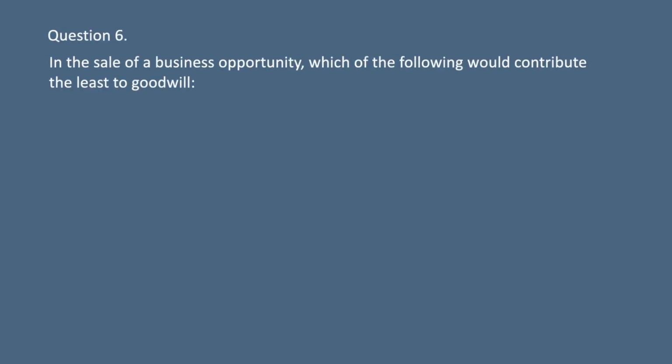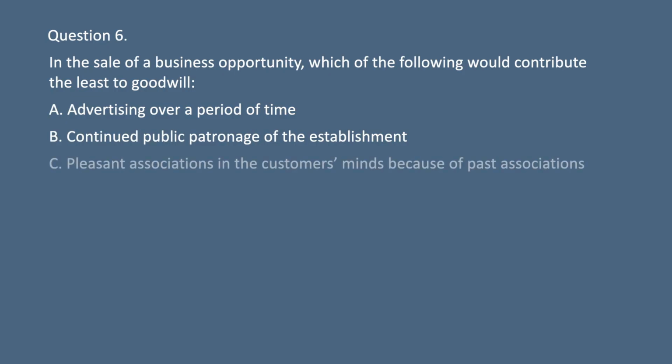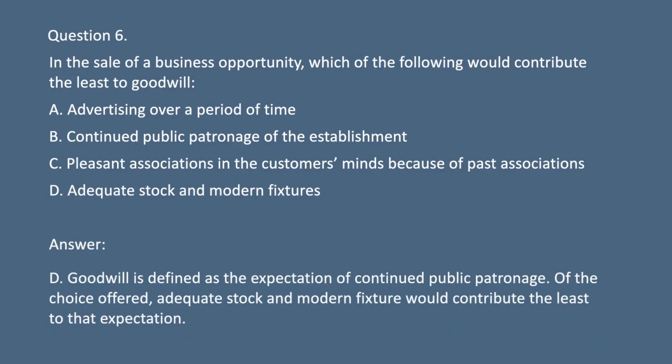Question 6. In the sale of a business opportunity, which of the following would contribute the least to goodwill? A. Advertising over a period of time. B. Continued public patronage of the establishment. C. Pleasant associations in the customers' minds because of past associations. D. Adequate stock and modern fixtures. Answer: D. Goodwill is defined as the expectation of continued public patronage. Of the choices offered, adequate stock and modern fixtures would contribute the least to that expectation.